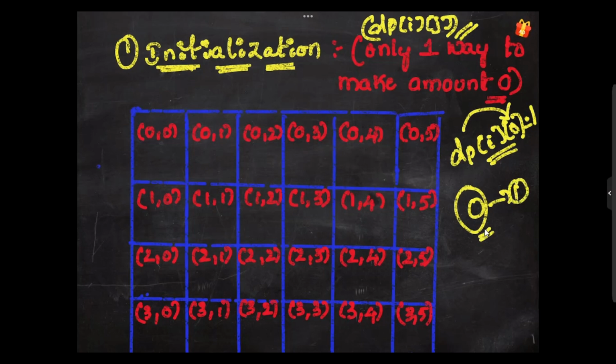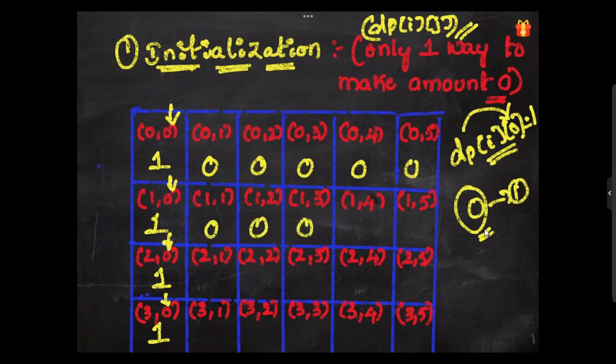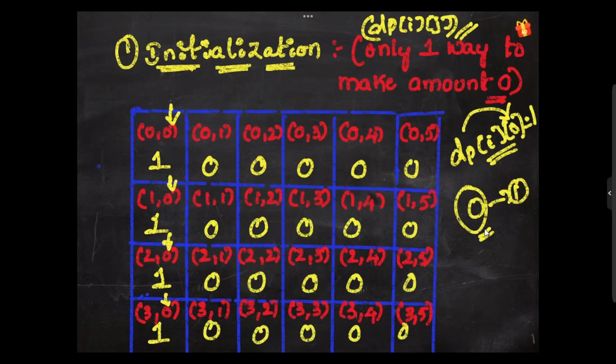So this we will initialize first. This is the initialization part. I'll just write 1, 1, 1 and 1, because we have 0 here. You can clearly see 0, 0. All other cells will be initially 0, right? I hope this is completely clear. So DP of i,0 is always 1. There is only one way to make the amount 0.